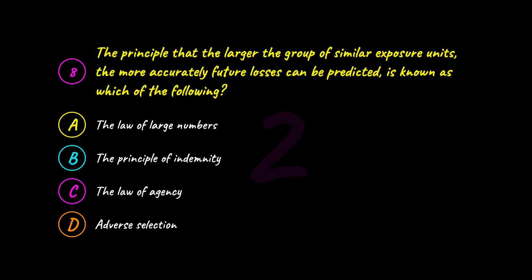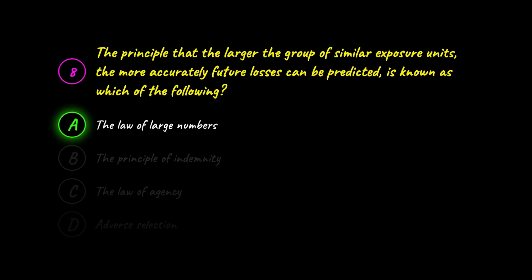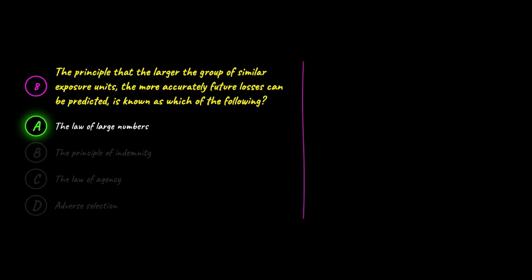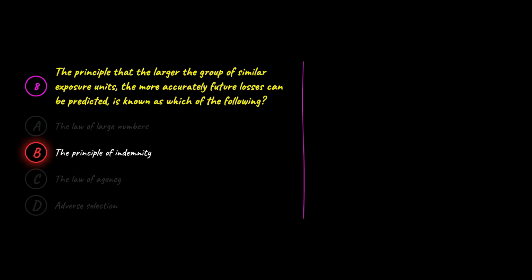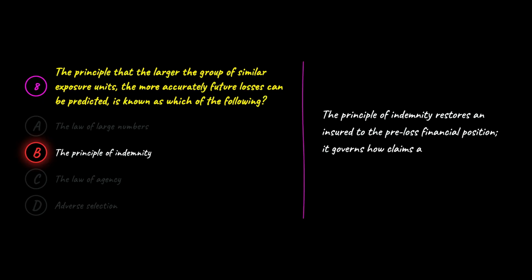The correct answer is A. The law of large numbers. A is correct because the law of large numbers holds that a larger pool of similar exposure units lets the insurer predict total losses more accurately, which is what makes sound pricing possible. B is wrong because the principle of indemnity restores an insured to the pre-loss financial position. It governs how claims are paid, not how losses are predicted.